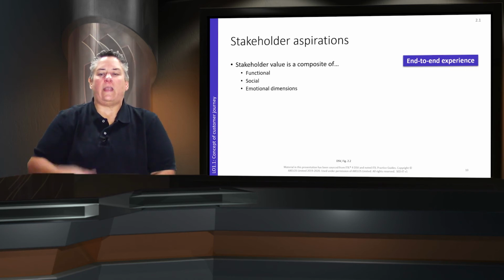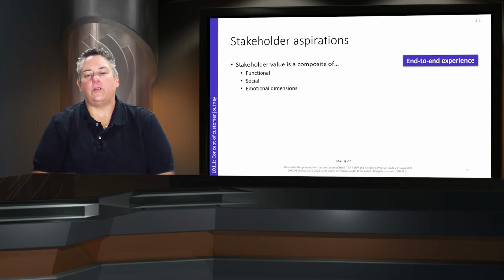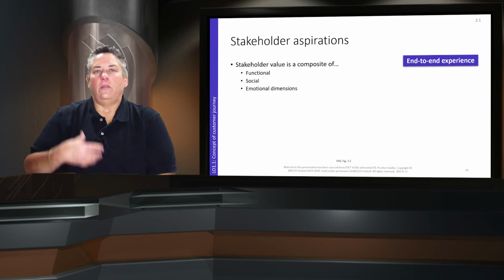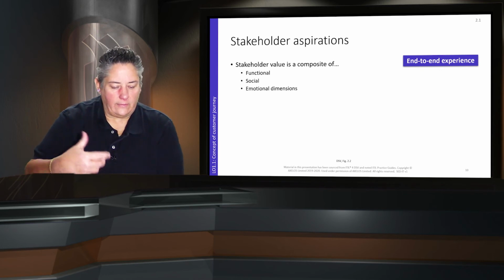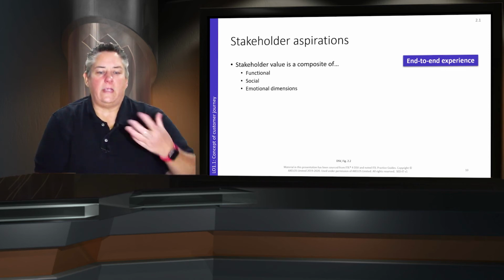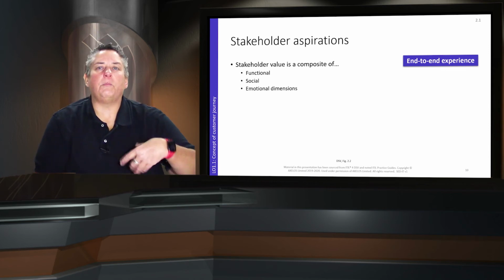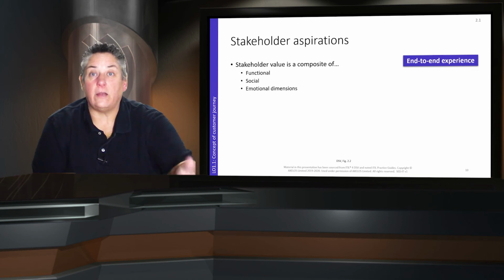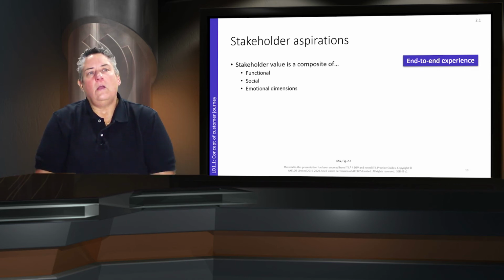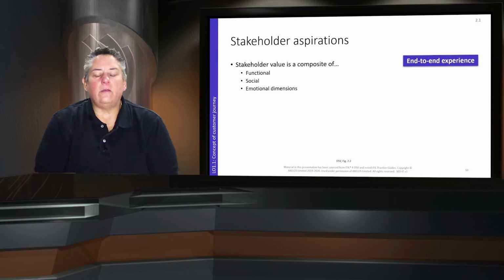So when you look at those stakeholders, you do have to view them from an end-to-end perspective. That stakeholder value is a composite of the functional, again, the capabilities, the social, and when we talk about that social interaction, we're talking about, well, when they engage, how does it help them do their jobs? How do they engage with their consumers, perhaps? And then also the emotional dimensions. So we need to understand fully almost the personality of that stakeholder.